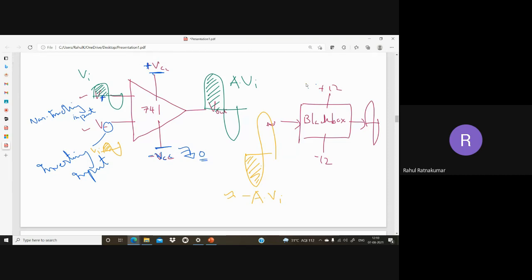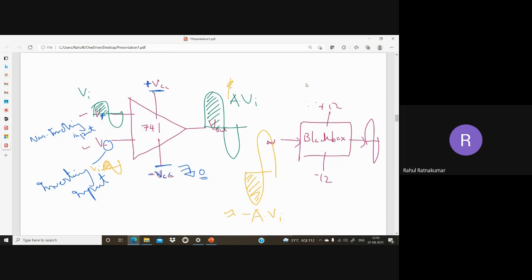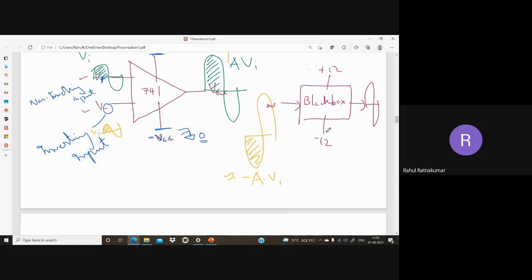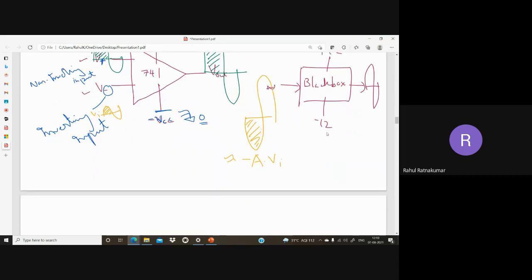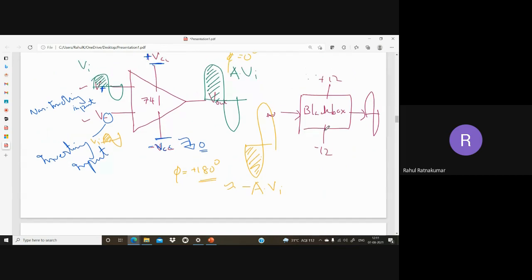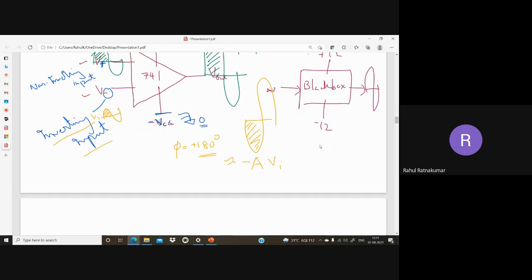If you give input at one terminal, it will be amplified, but the phase will not be changed. The phase difference is phi equal to 0 degree in the first case, the non-inverting case. In the second case, phi is 180 degree, plus or minus 180 degree. A 180 phase shift is there, so it is reversing. That is called the inverting input of an op amp. I think this is clear. There are two pins: inverting input and non-inverting input.